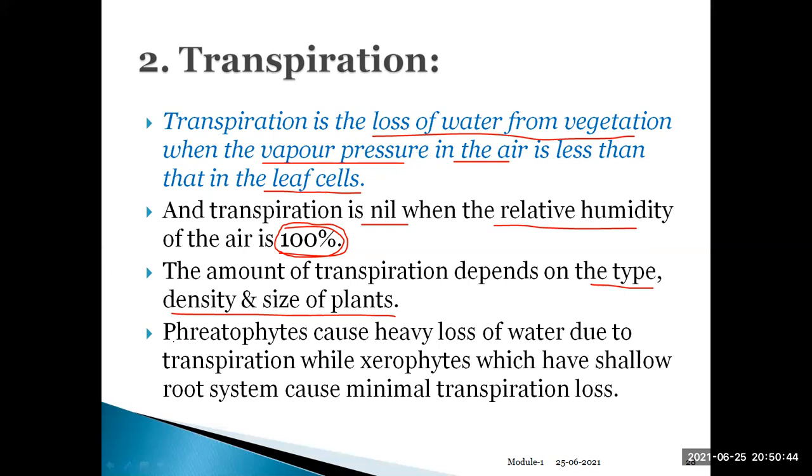And phreatophytes cause heavy loss of water due to transpiration, while xerophytes, which have a shallow root system, cause minimal transpiration loss. These are the two types of plants which vary the transpiration value. Phreatophytes are the plants with more loss of water, and xerophytes are the plants with less transpiration loss.